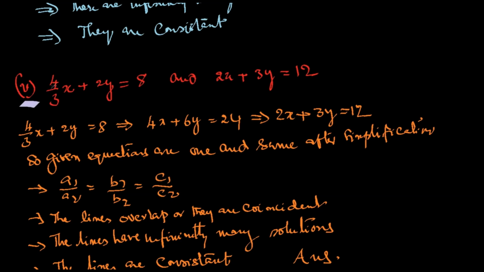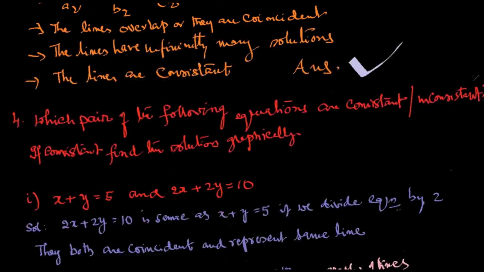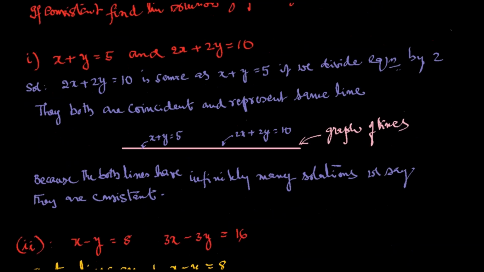Problem number 5. 4 by 3x plus 2y equal 8 and 2x plus 3y. So find out a1 by a2, b1 by b2, c1 by c2. You find whether the linear equations are consistent. Which pair of the following equations are consistent or inconsistent? x plus y equal to 5 and 2x plus 2y is 10. Just multiply this by 2, you get this. So same equations.